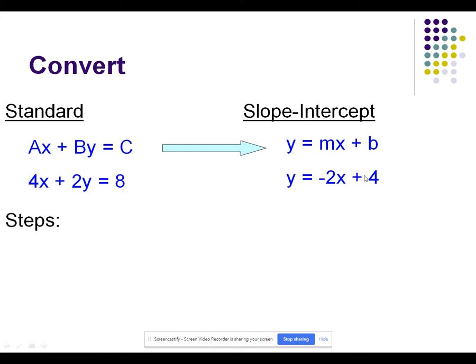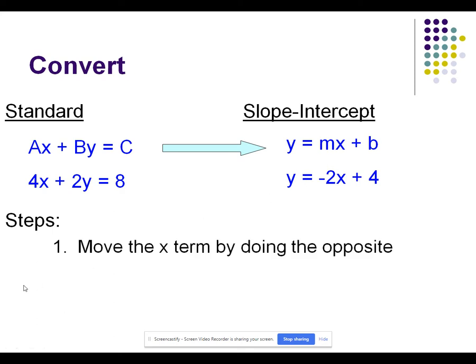So today's notes are going to be pretty easy, pretty quick. All we're going over is, if I have an equation in standard form, how do I change it to slope-intercept form? And there's only two steps. First step, move the x term by doing the opposite.